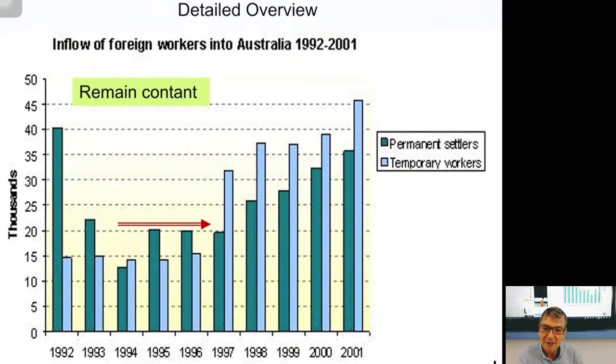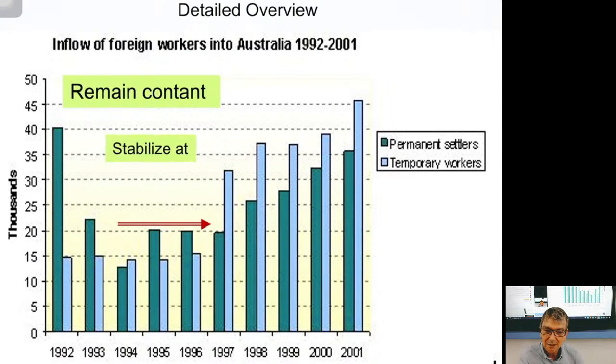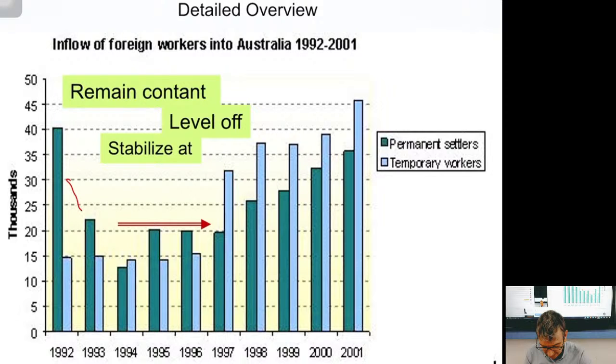You should have something like this: remain constant, stabilize at, or level off. Leveling off is when it kind of does a bend like this. So this is a level off, and then it goes flat. Okay.